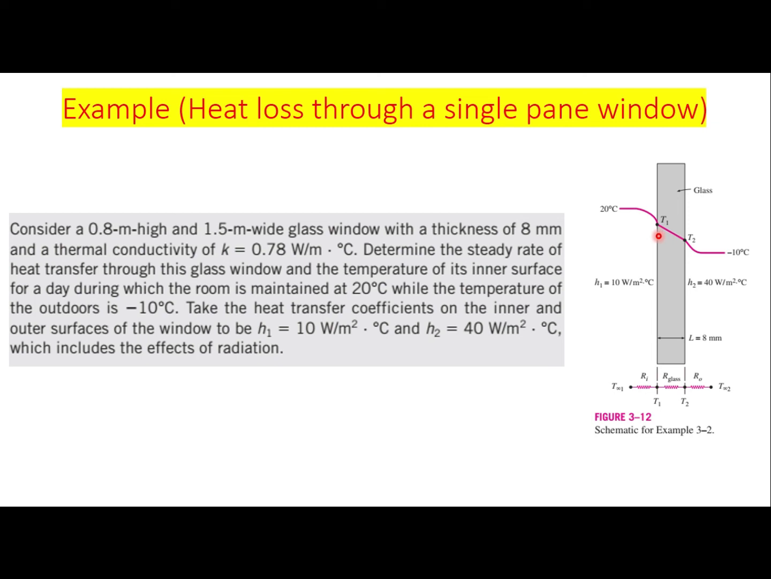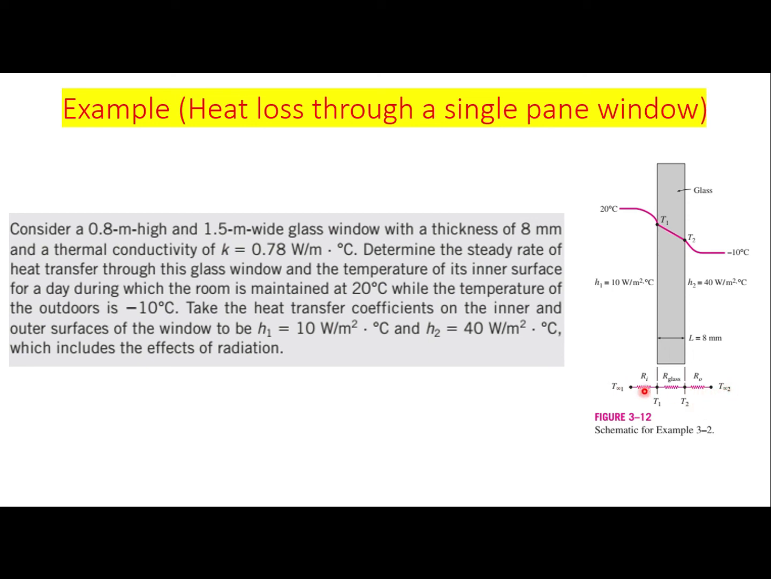The heat transfer through the wall from temperature T1 to T2 is due to the conduction process, and the heat transfer from T2 to minus 10 degrees centigrade is due to the convection process. Here we have three different kinds of resistances. That is the convective resistance from T infinity 1 to T1, and the conductive resistance due to the glass from T1 to T2, and the third resistance is also a convective resistance, from temperature T2 to T infinity 2.